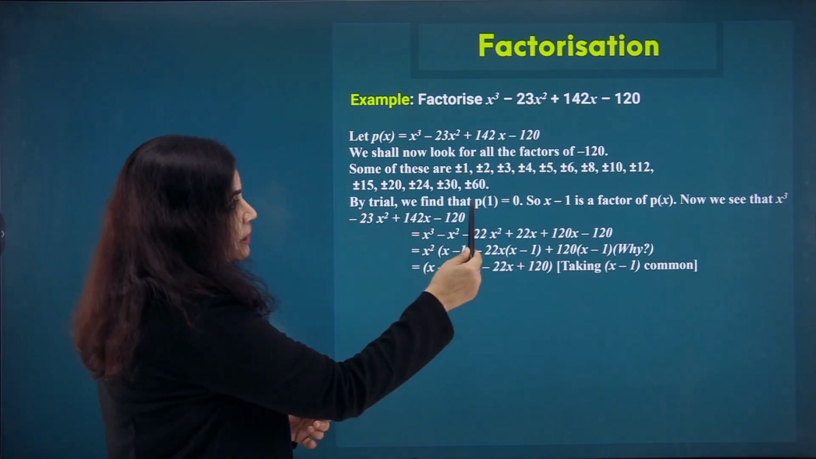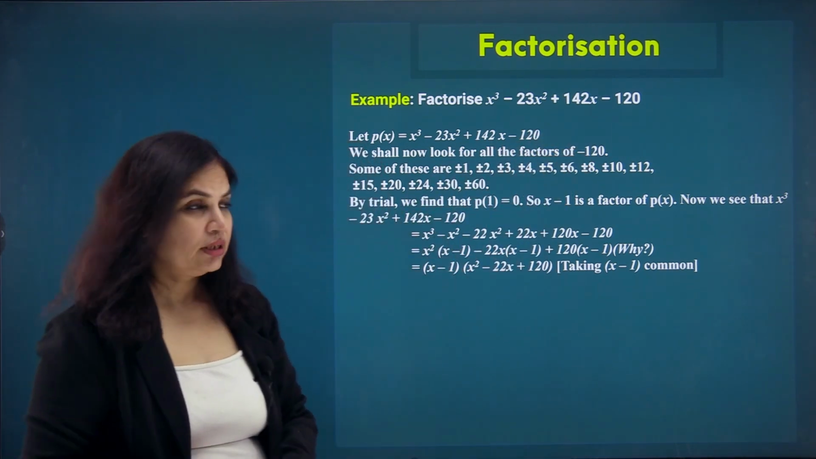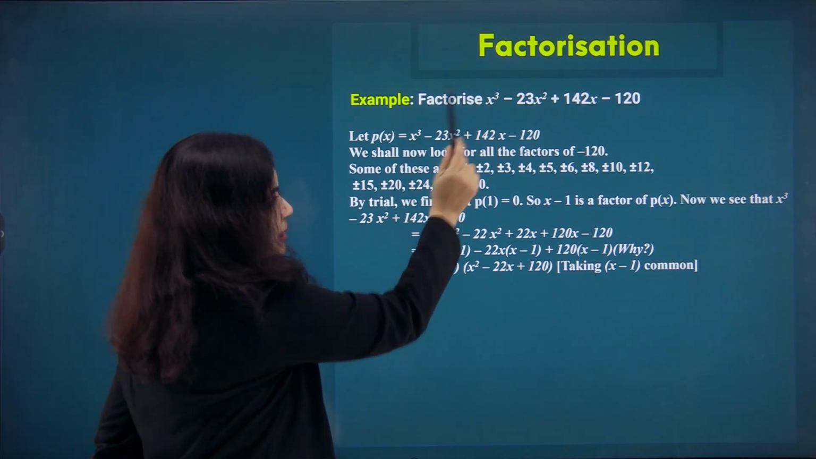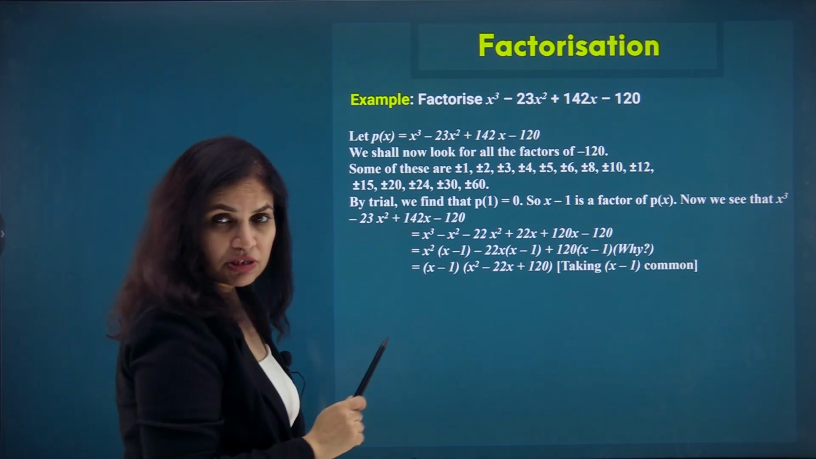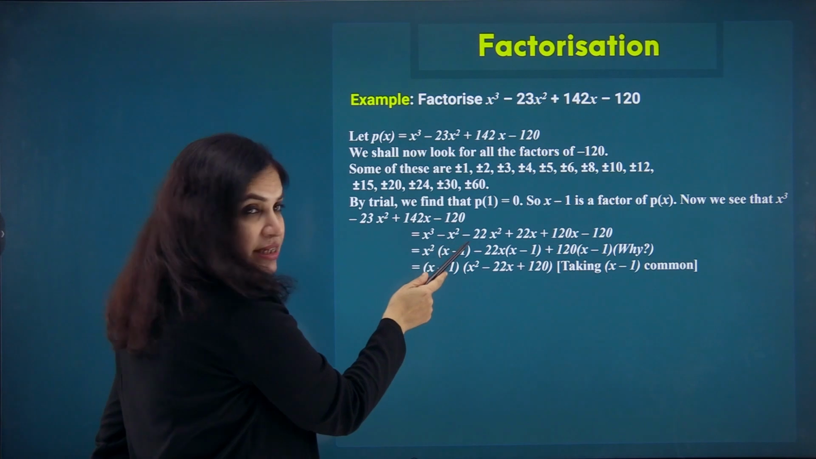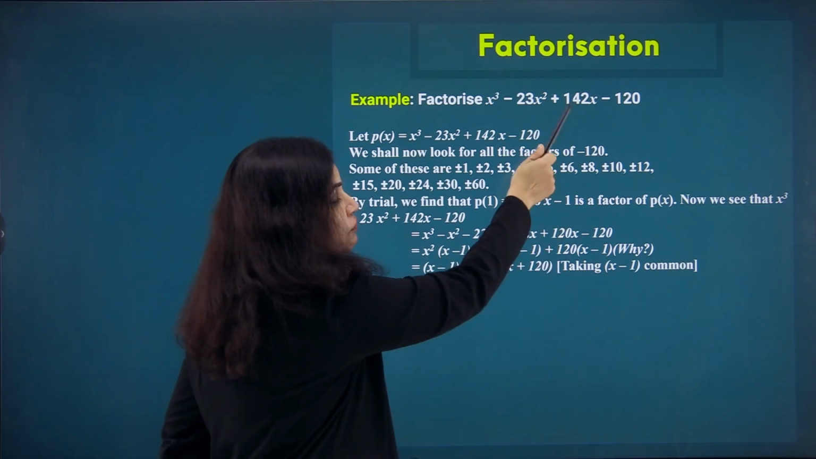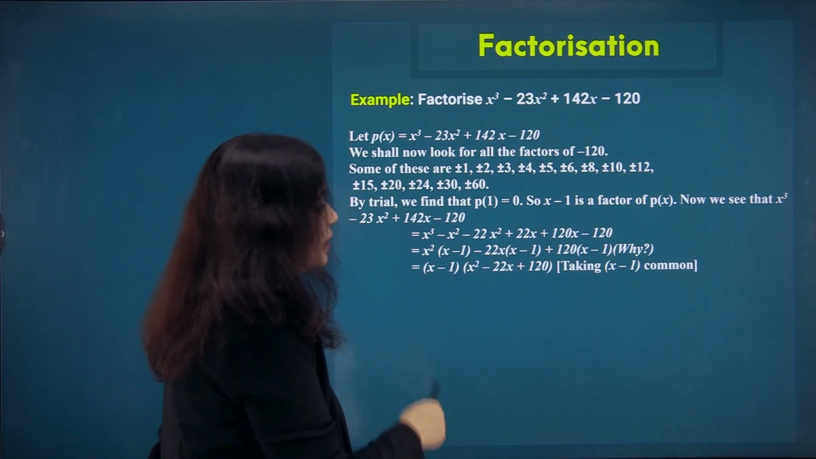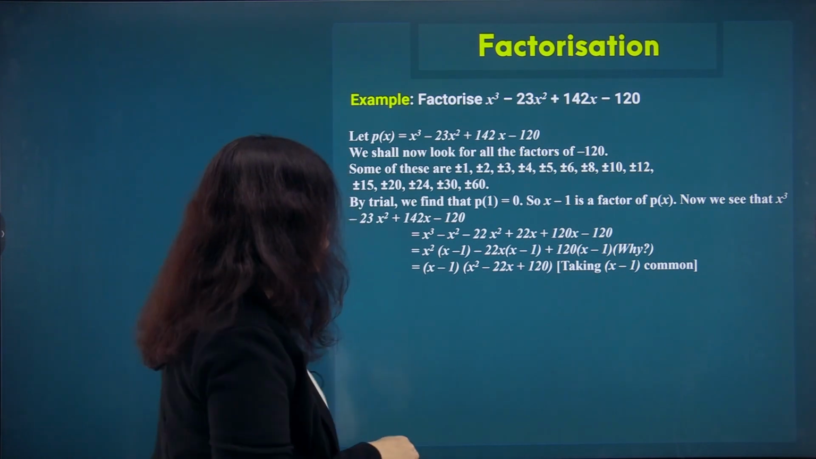We have split each term into two parts so that I can take common. Carefully see, x cube is a single term which has not been split up because it's a single term. The first term is not split up. Then 23x square has been split up as minus x square and minus 22x square. 142x has been split up as 22 plus 120. It has been done so that I can take x minus 1 as common.